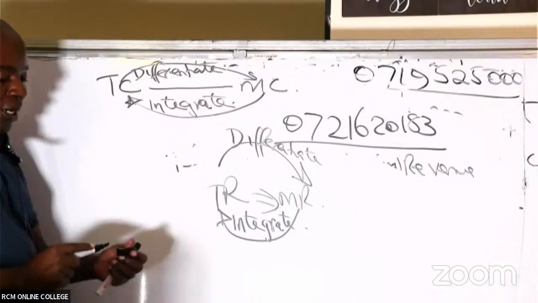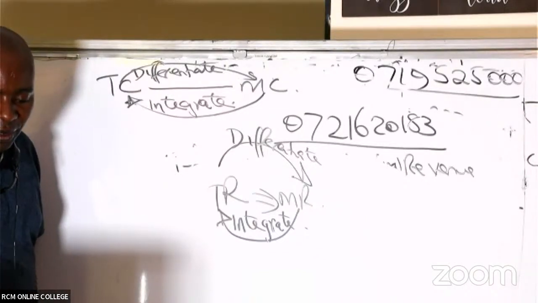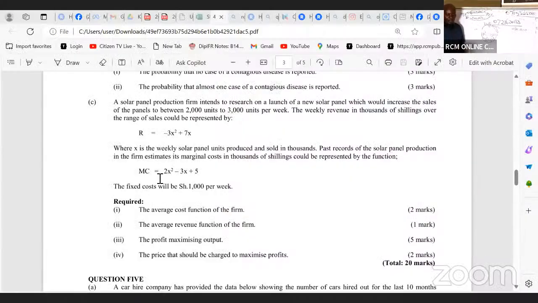And that is why last semester, this examiner came and told you this. He gave you MC. MC stands for marginal cost, where X is the weekly solar panel units produced and sold in thousands. Past records of the solar panels production in the farm estimate its marginal cost in thousands of shillings. So he gave us this cost function.